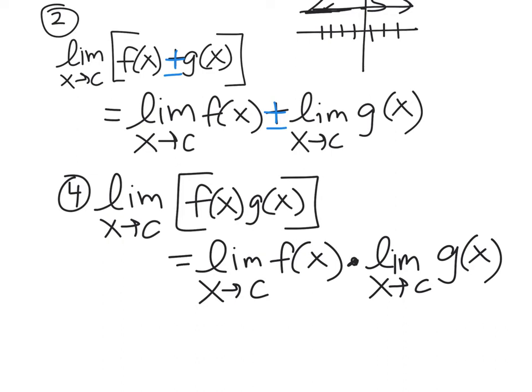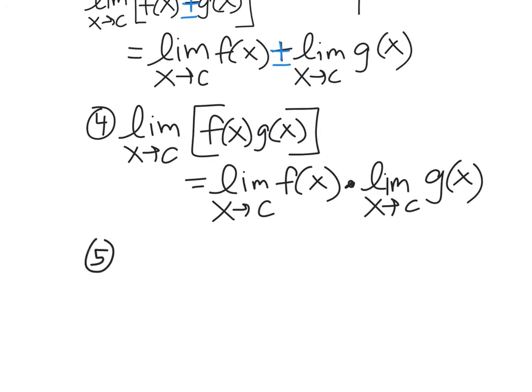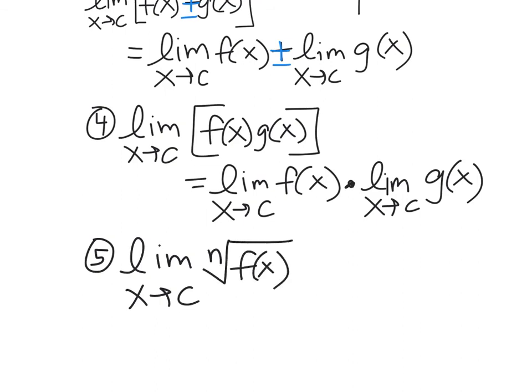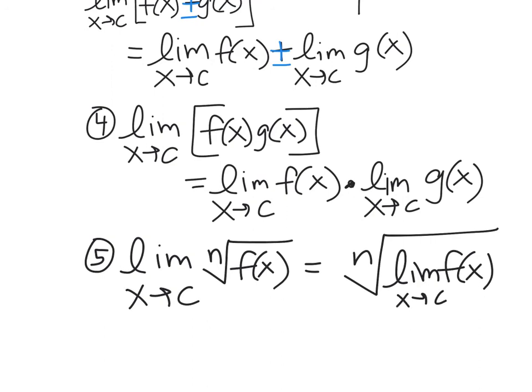There's also, if it has a radical, you can take the radical out to the front. So let's write that one down. I didn't earlier, and I kind of regretted it. If we have the limit as x approaches c of the nth root of f of x, then this is going to equal the nth root of the limit of f of x as x approaches c.